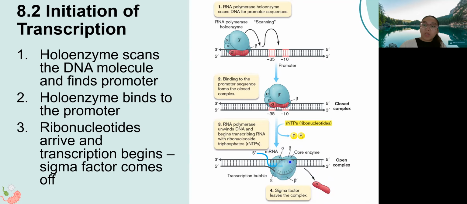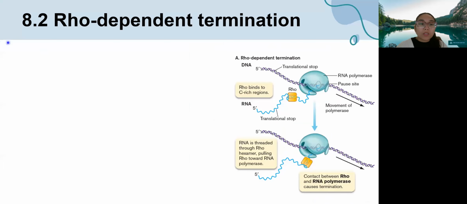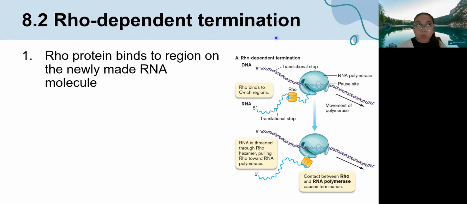So the mRNA is being made. And then at the very end, we have to stop transcription. So just like a race, there's the start and then there's the stop. So how do we stop? There's two ways. So there's Rho-dependent termination. So Rho-dependent means that it depends on this protein called Rho. So Rho is a protein that binds to a specific region on the mRNA.